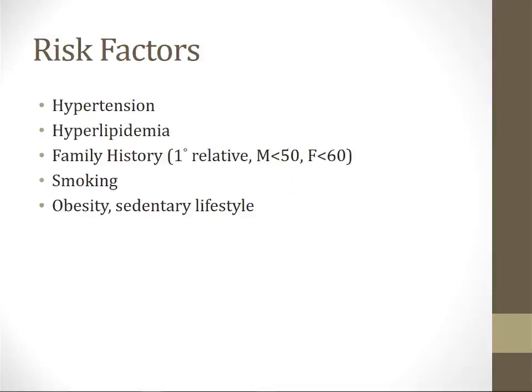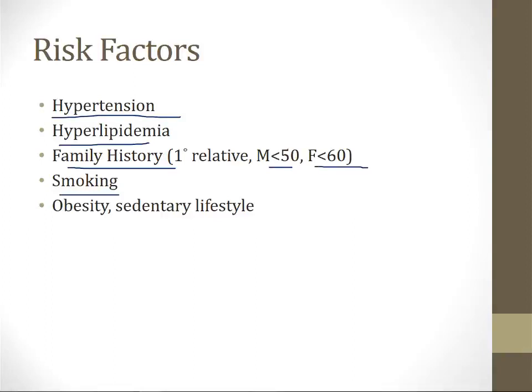Other risk factors are shown on this slide. Hypertension is a risk factor. Hyperlipidemia is a risk factor. Family history of coronary disease is a risk factor, and this is defined as a primary relative, meaning mother, father, brother, or sister, who was a male and had coronary disease before the age of 50, or who was a female and had coronary disease before the age of 60.